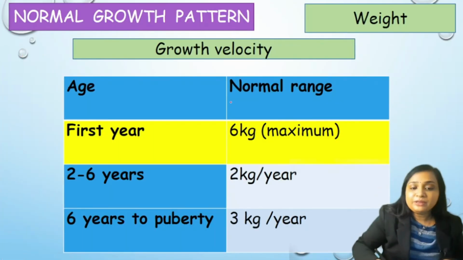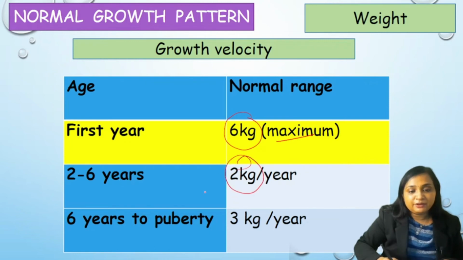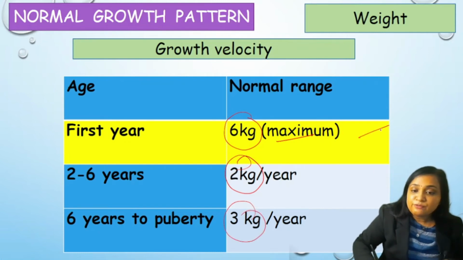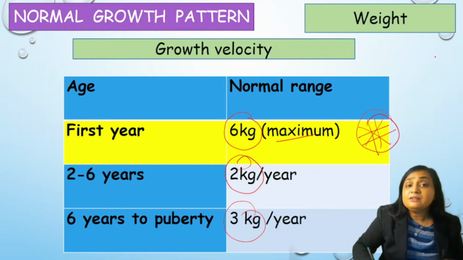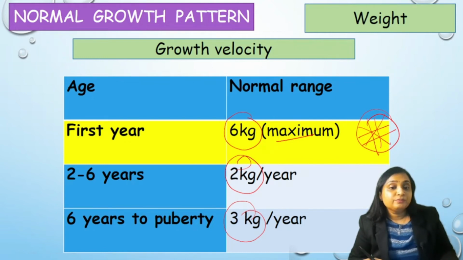Now we should know how much weight is gained. In the first year, the child will gain 6 kg per year. Between 2 to 6 years, it is 2 kg per year. And from 6 years till puberty, it is 3 kg per year. So if you see, the growth velocity is maximum in the first year in terms of weight, and we will learn that in terms of height also.